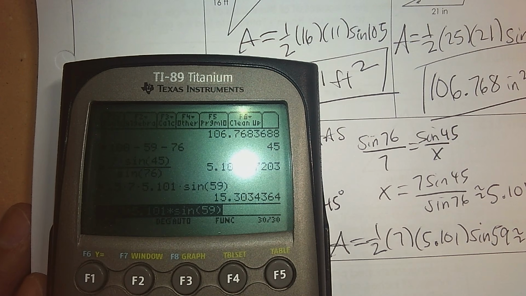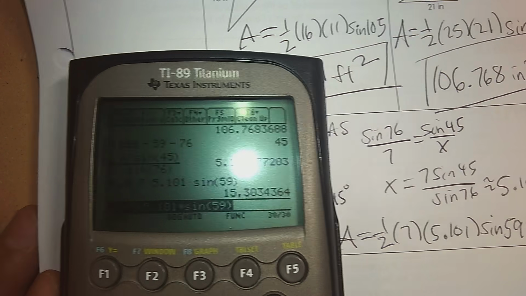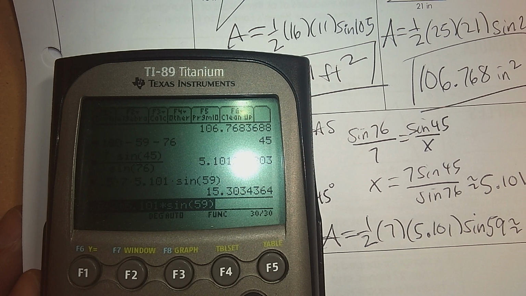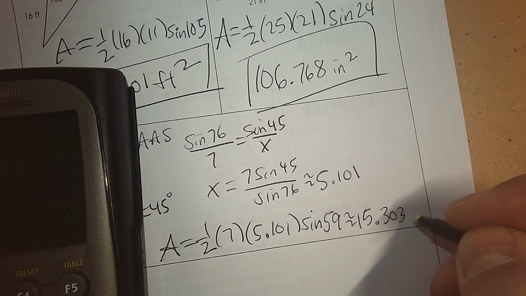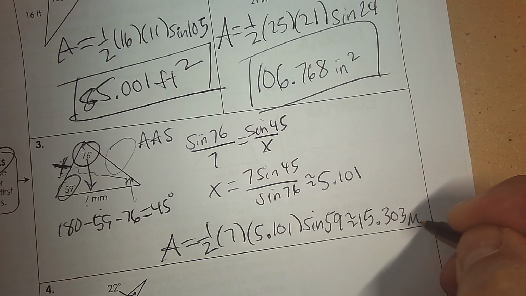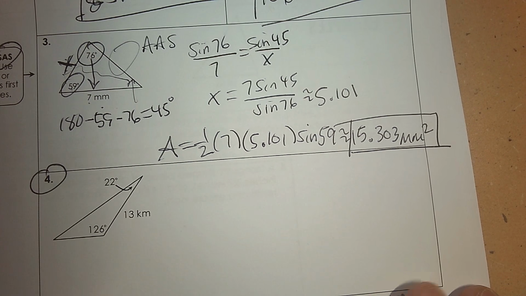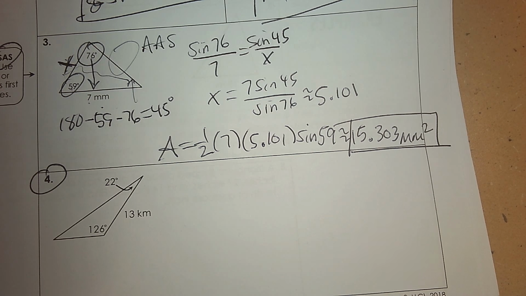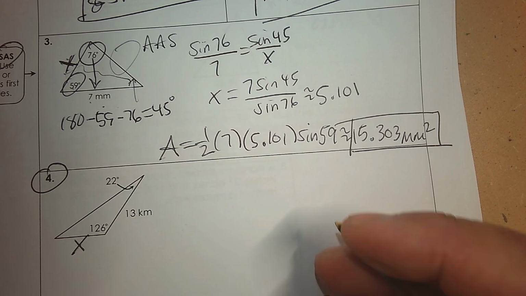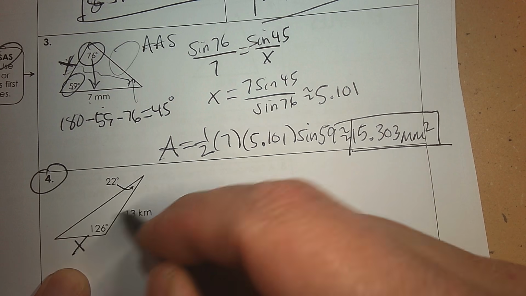And the area is, so that's what I typed in, 0.5 times 7 times 5.101, and the sine of 59. And you get 15.303. And that is in millimeters squared. Number 4. Again, I need side, angle, side. So in order to find the area of this triangle, I need to find this missing side so I can have side, angle, side.